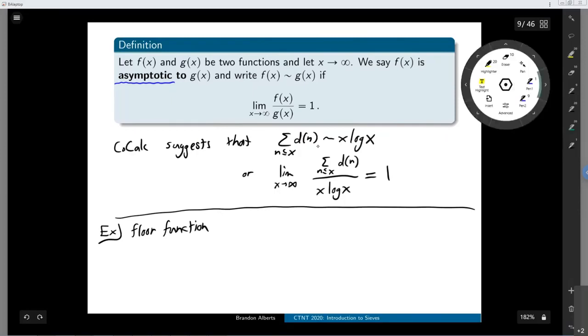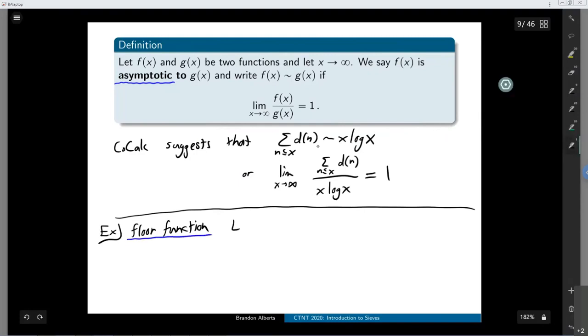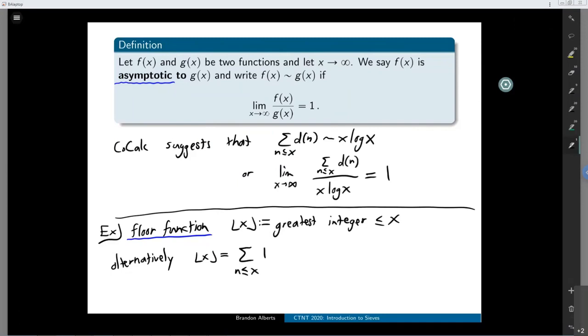Is the floor function. So the floor function of a real number x is written with these, they look like brackets, except they only have the underside coming in and the top is not. This is equal to the greatest integer less than or equal to x. Alternatively, the floor function is equal to the sum over all integers less than or equal to x of 1. So think about the arithmetic function that just sends every integer to 1. If you try to smooth that out using this sum over n less than or equal to x idea, you get the floor function of x.